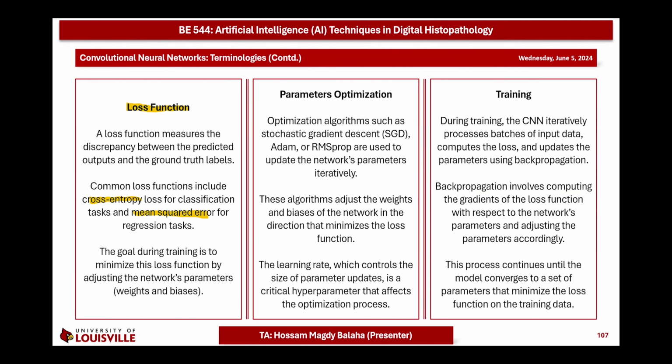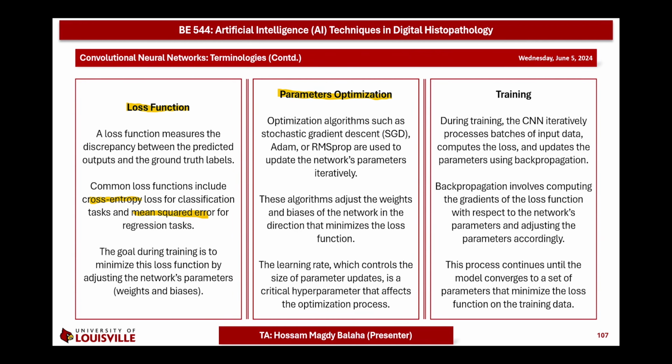To apply backpropagation, we need a formula that uses the value of the loss function, or the error, to update the different weights and biases. This happens in parameter optimization. In parameter optimization, you are using an algorithm to adjust the weights and biases of the network in the direction that minimizes the loss function.